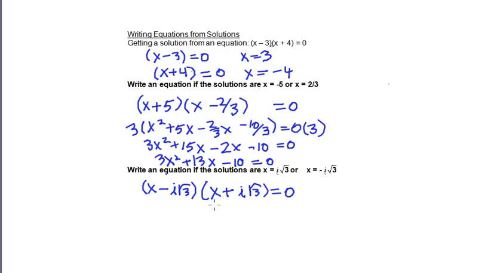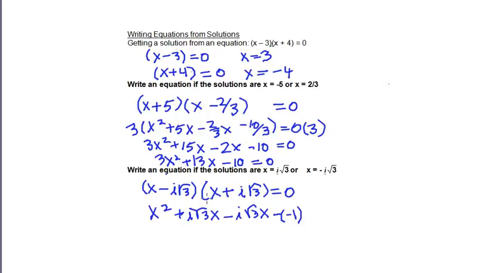Because we have 2 binomials, we will FOIL out the terms. So x times x is going to give us x squared. Our outer terms are x times positive i root 3, so that becomes plus i root 3 times x. Our 2 inner terms, negative i root 3 times x. And our last term, we have negative times positive gives us negative. But then i times i is i squared, and i squared is equal to a negative 1.